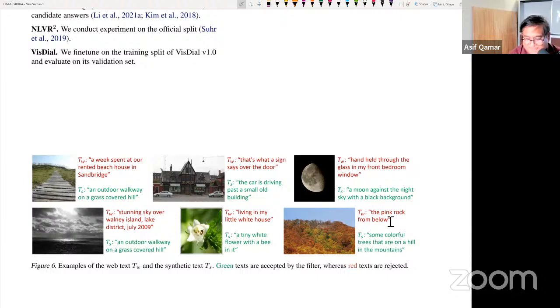Look at the next one. That's what a sign says over the door. So these are real examples of how this model improves. The car is driving past a small old building, far more descriptive. Next one, hand held through the glass in my front bedroom window. Again, it's a context rather than a description. A moon against the night sky with a black background.